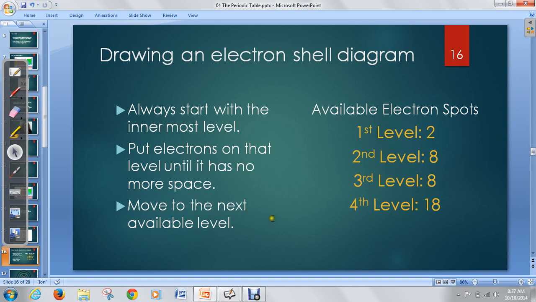We'll do an example in a second, but you'll want to remember these numbers. The first level can only have 2 electrons. The second level can only have 8 electrons. The third level can only have 8 electrons, and the fourth level can only have 18 electrons. And we won't go past that. After that, it gets a little bit more complicated, but we'll just worry about the first 4 levels.